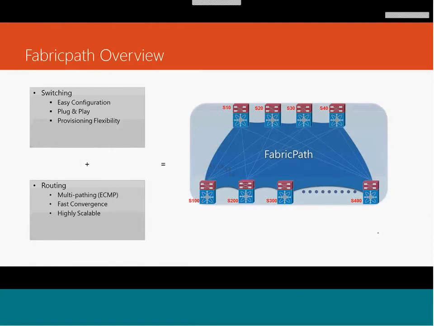All right, so Fabricpath, as I said, provides the features of both layer 2 and layer 3. So what are the benefits of layer 2 that we discussed? It's plug and play, easy to configure. You have flexibility of provisioning virtual machines, or adding or removing hosts, or mobility across the data center. Those are the benefits that we get out of the switching mechanism.